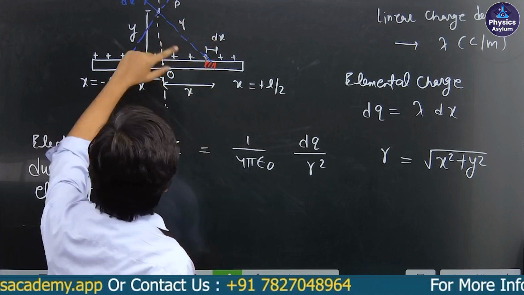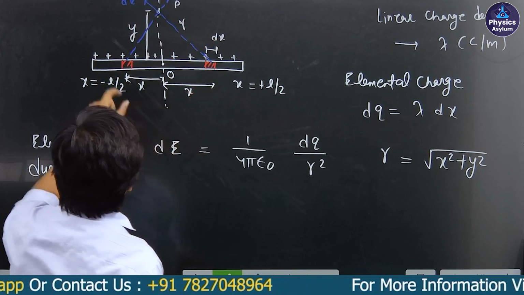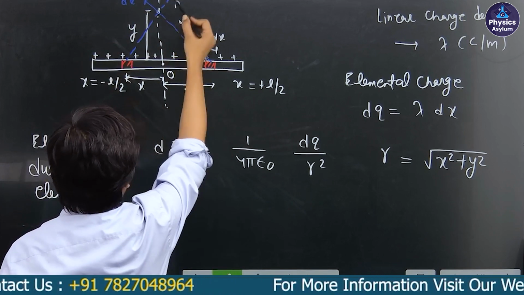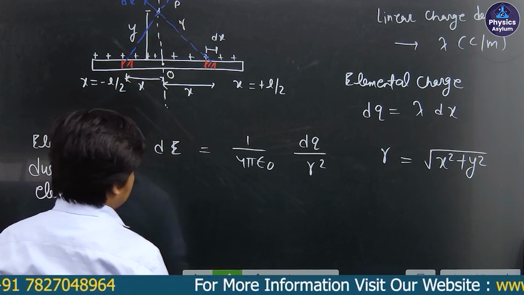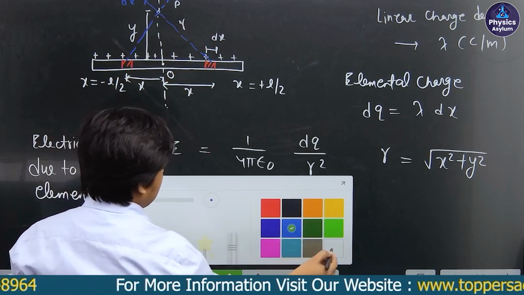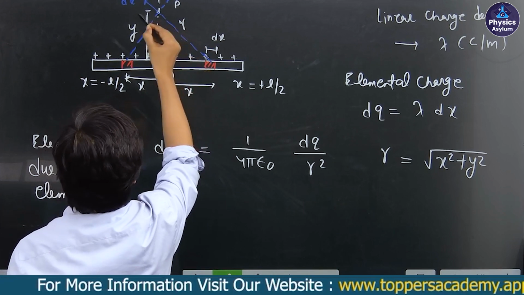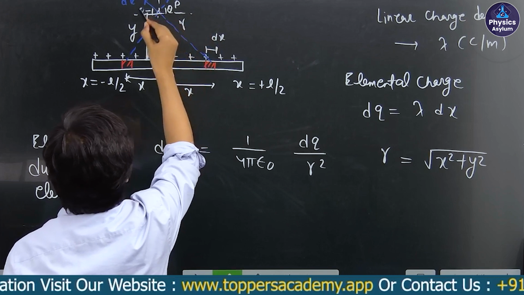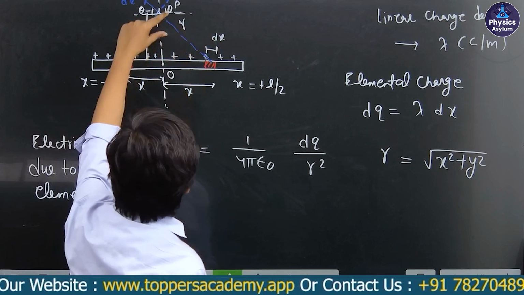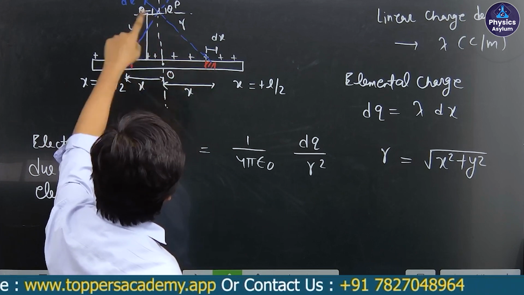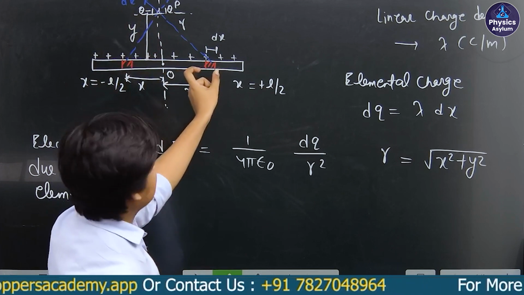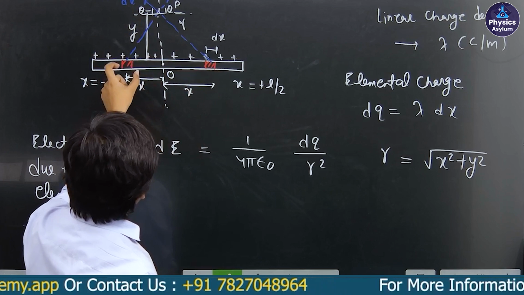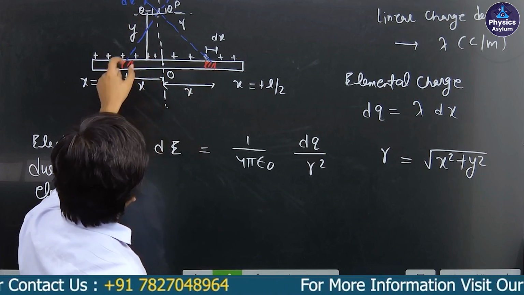This is the electric field due to the first charge element, and this is the electric field due to the second charge element. Both electric fields make an angle theta with the horizontal. So the x component of the electric field due to the first charge element will cancel out the x component of the electric field due to the second charge element.